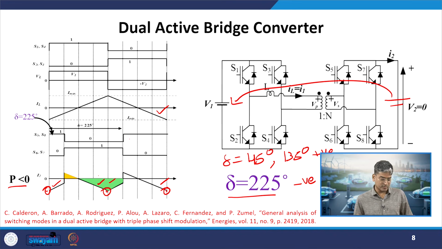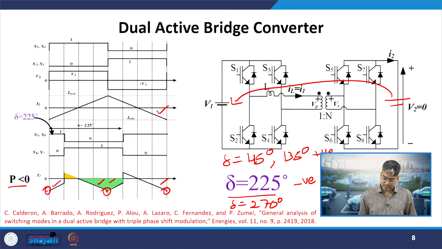The next delay will be at 270. So, what will happen at 270? Again the complementary case for delta equal to 90, where the current will always be negative and maximum power will be transferred from V2 to V1. So, the power will be maximum when delta is 270, it will be equal to the power being transferred at 90. The magnitude will be equal, but the directions will be opposite. At 90 maximum power is transferred from V1 to V2, at 270 it will be transferred from V2 to V1.